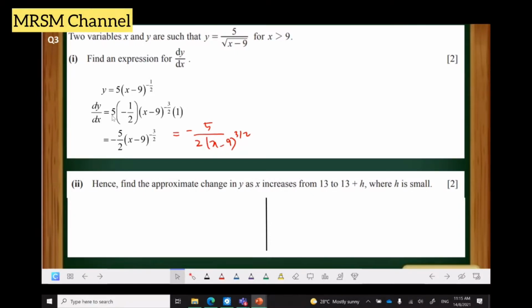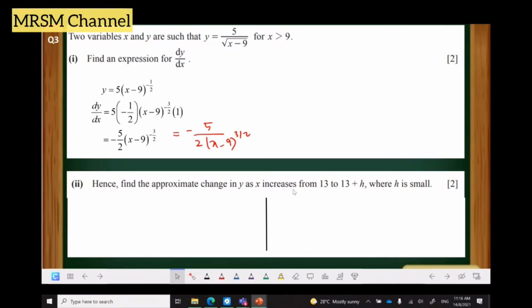Okay, so next. The question asks you to find the approximate change. Bila masuk je approximate, dalam kepala dah kena ada, bear in mind you want to find yang delta tu. Alright, so approximate change in y, maksudnya nak cari delta y, as x increases from 13 to 13 plus h, where h is small. So this is small change. Bila small change tu delta tu kan. Okay, delta showing that the changes is very small.